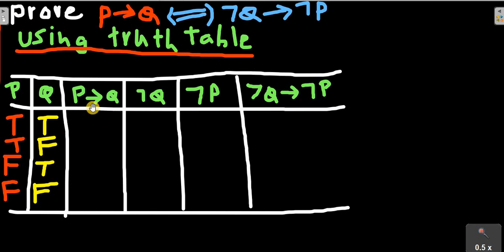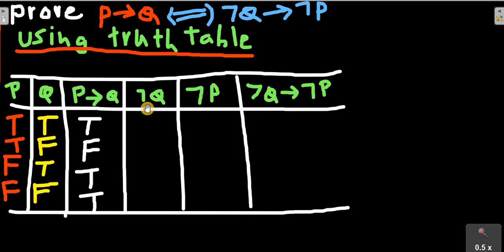Here implies comes, therefore true implies true, you will have true. True implies false, you will have false. False implies true, you will have true. False implies false, you will have true. So P implies Q, the left hand side, we have found out.